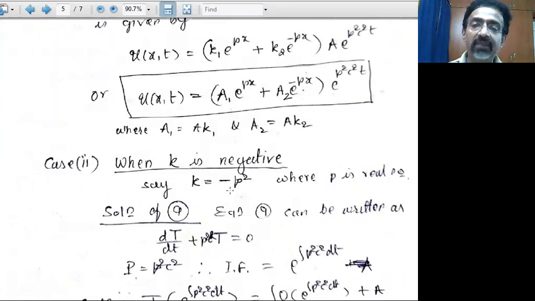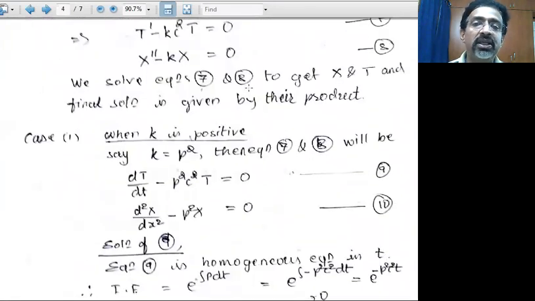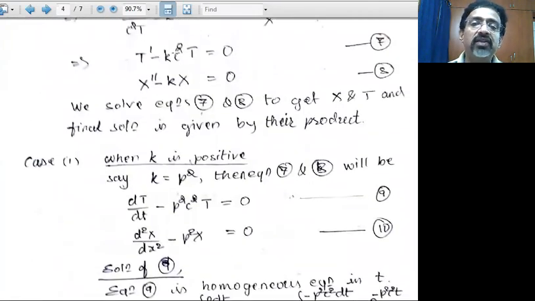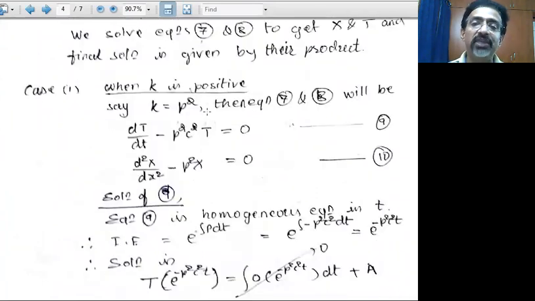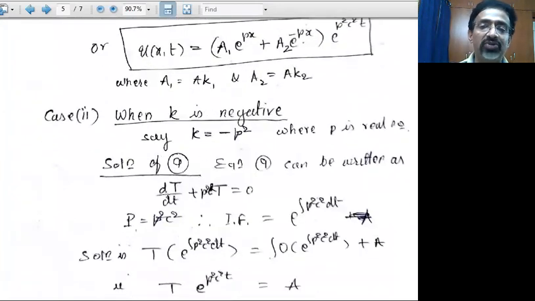So if I replace k by minus p squared in my equation, say 7. So k by minus p squared. So minus of minus p squared gives me plus p squared c squared. Similarly, x double dash minus of minus p squared into x gives me x double dash plus p squared x is equal to 0. Therefore, I get these two equations.